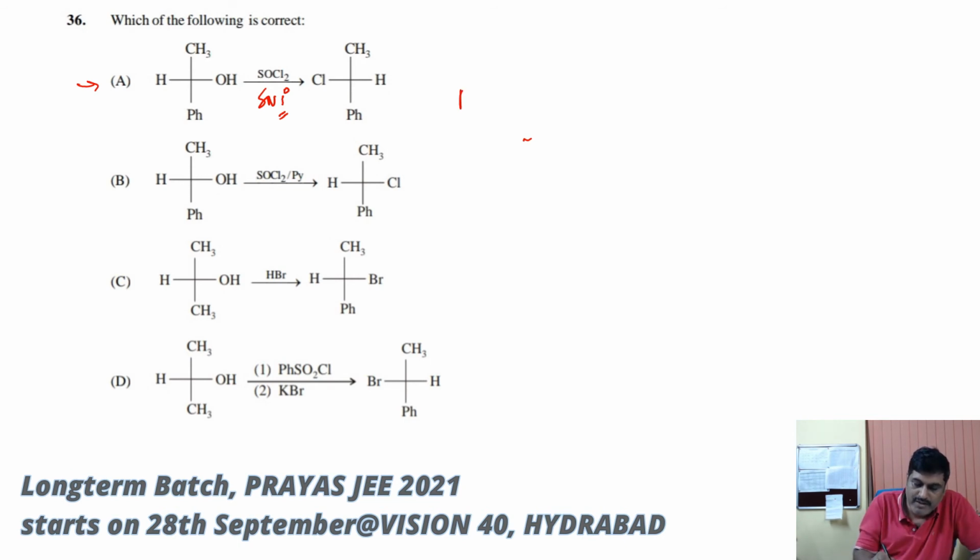SNi means retention of configuration. Is it correct or not? Retention of configuration. So is there any retention of configuration? No. In this case, if you see this one, there is inversion of configuration. Okay, but SNi means retention of configuration. Correct. So in this case, what we find is that there is inversion of configuration.